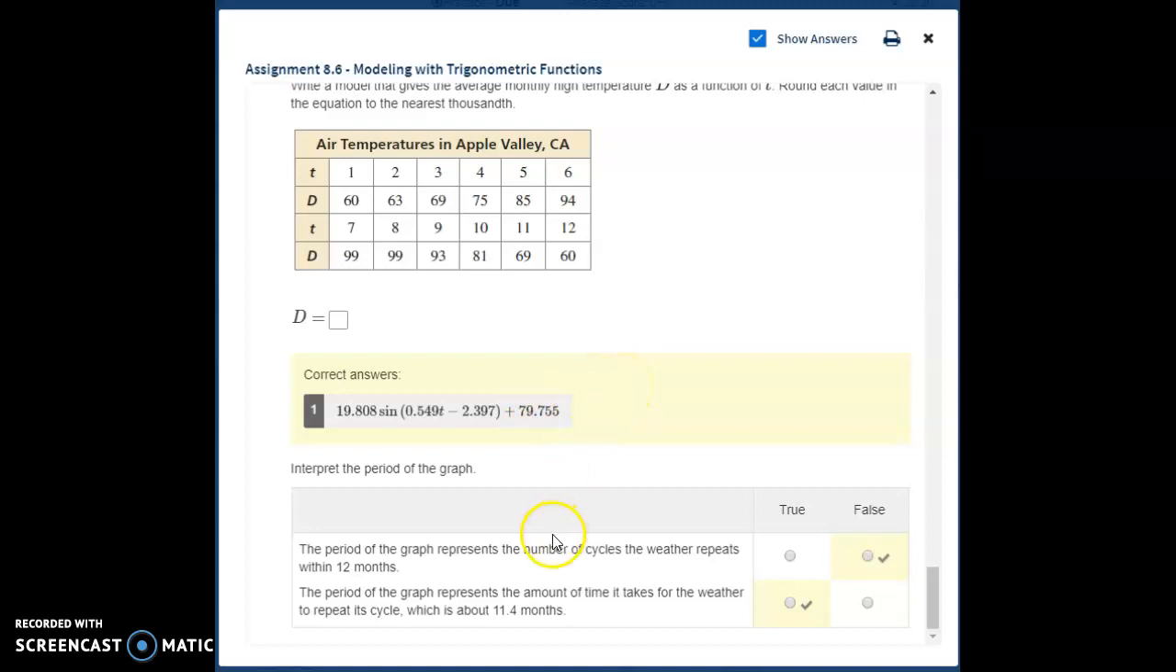Now, the period of the graph represents the number of cycles the weather repeats in 12 months. That is false because it doesn't repeat in one cycle. And the period of the graph represents the amount of time it takes for the weather to repeat the cycle, which is about 11.4 months, which that one is true. And there you go. Good luck.